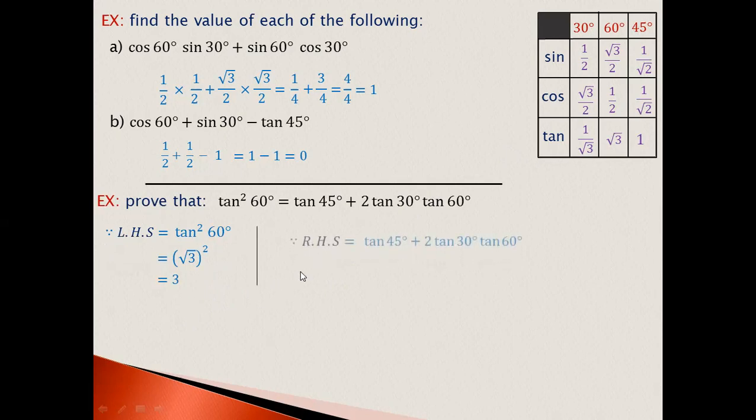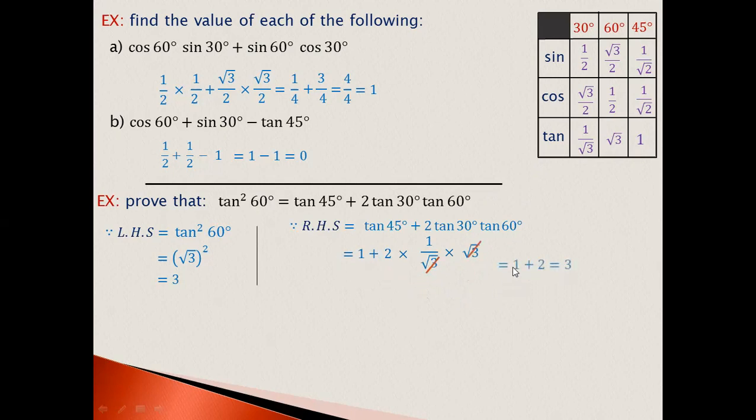Since the right-hand side equals tan 45 plus 2 tan 30 tan 60, we know that tan 45 equals 1 plus 2 times tan 30 equals 1 over root 3 times tan 60 equals root 3. Now we can cancel root 3 with root 3, and then it's going to be 1 plus 2 equals 3. From here, we can deduce that the left-hand side equals 3 and the right-hand side equals 3. That means the left-hand side equals the right-hand side.